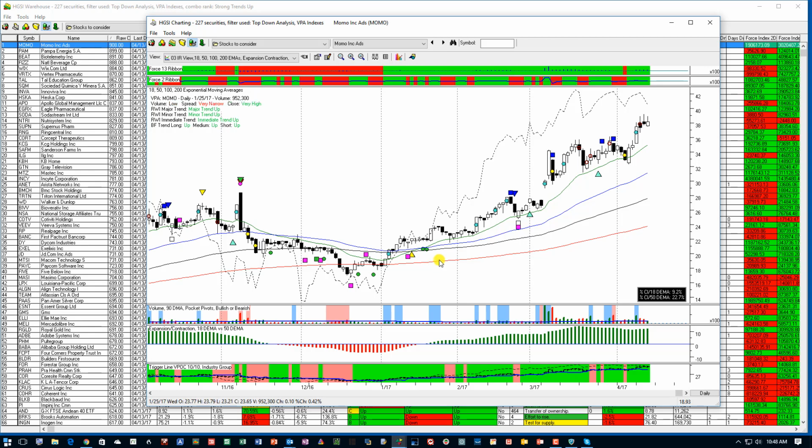And on Momo, if I put my crosshairs up, you can see that the fan originated right here at the same time. There were some pocket pivots, and it was going from a negative to positive on my expansion contraction. Now this expansion contraction is the 18-day exponential moving average versus the 50-day, and as these widen, this histogram will of course have higher peaks.